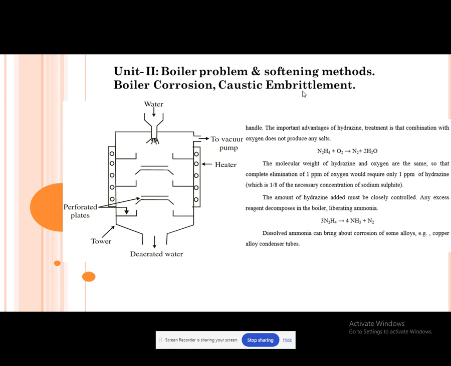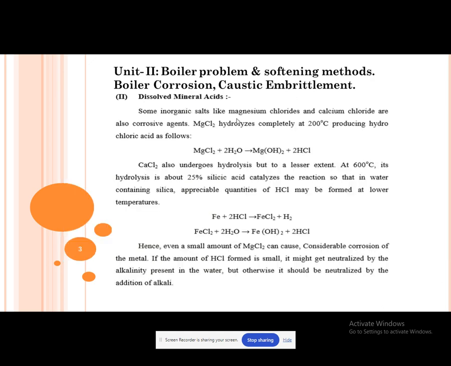Any excess reagent decomposes in the boiler, liberating ammonia, that is 3N2H4 is equal to 4NH3 plus N2. Dissolved ammonia can bring about corrosion of some alloys such as copper alloy condenser tubes. This diagram shows a mechanical deaerator, in which water at high temperature is sprayed through vacuum, and during this process dissolved oxygen, dissolved carbon dioxide and other gases are removed from the water.